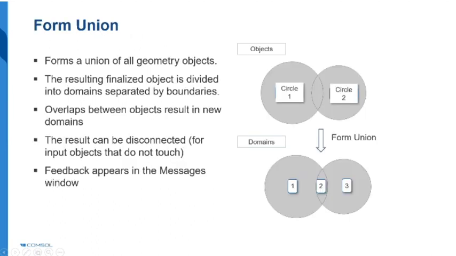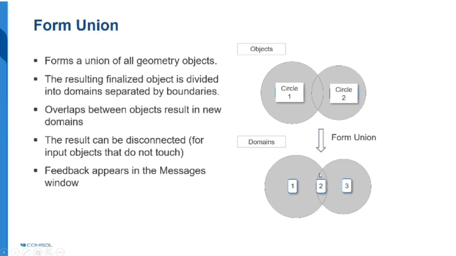What do we mean by that? With form union, which is the default option by the way, it forms a union of all the geometry objects that you have used. So let's say you have circle 1 and circle 2. These are the two geometry objects that you have used. When you go for the finalization, after it is done, it will divide this entire geometry into three parts: domain 1, domain 2 and domain 3. The overlapping part, which is common to both the circles, will be identified as a separate domain altogether.